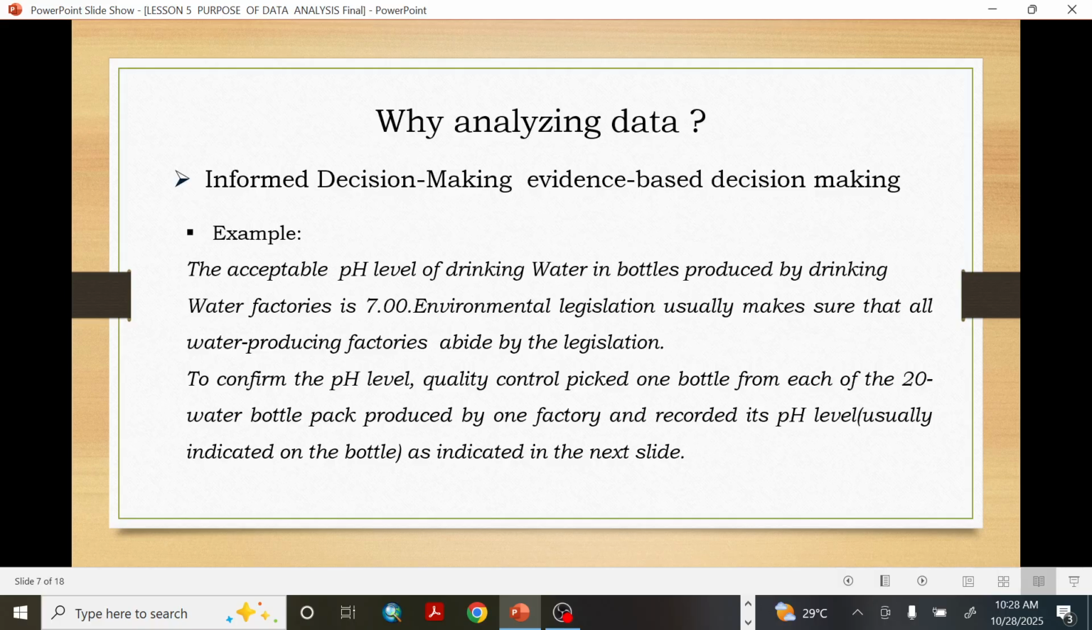Another example is that analyzed data can be used for informed decision making based on evidence. For example, here I'm going to look at the pH level of drinking water.